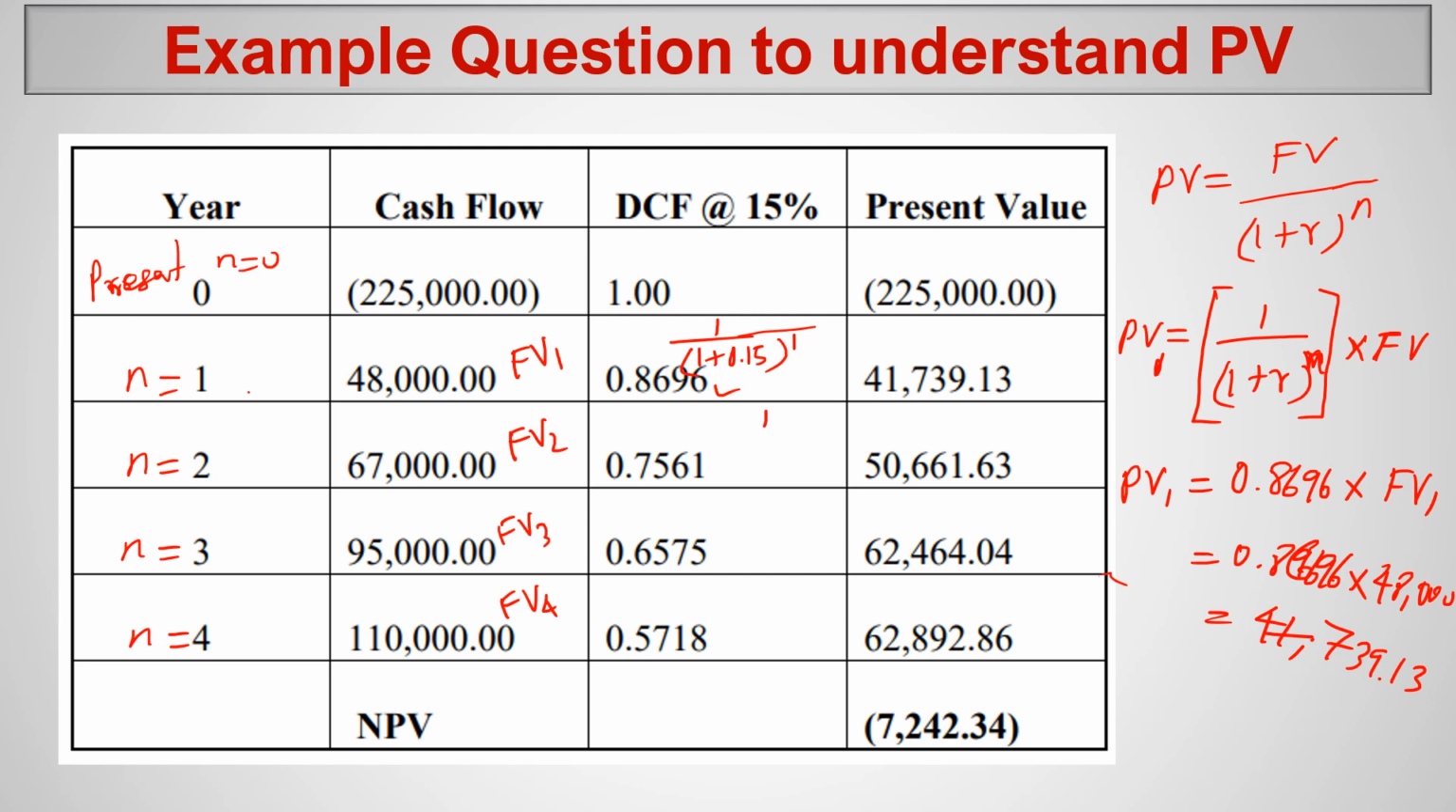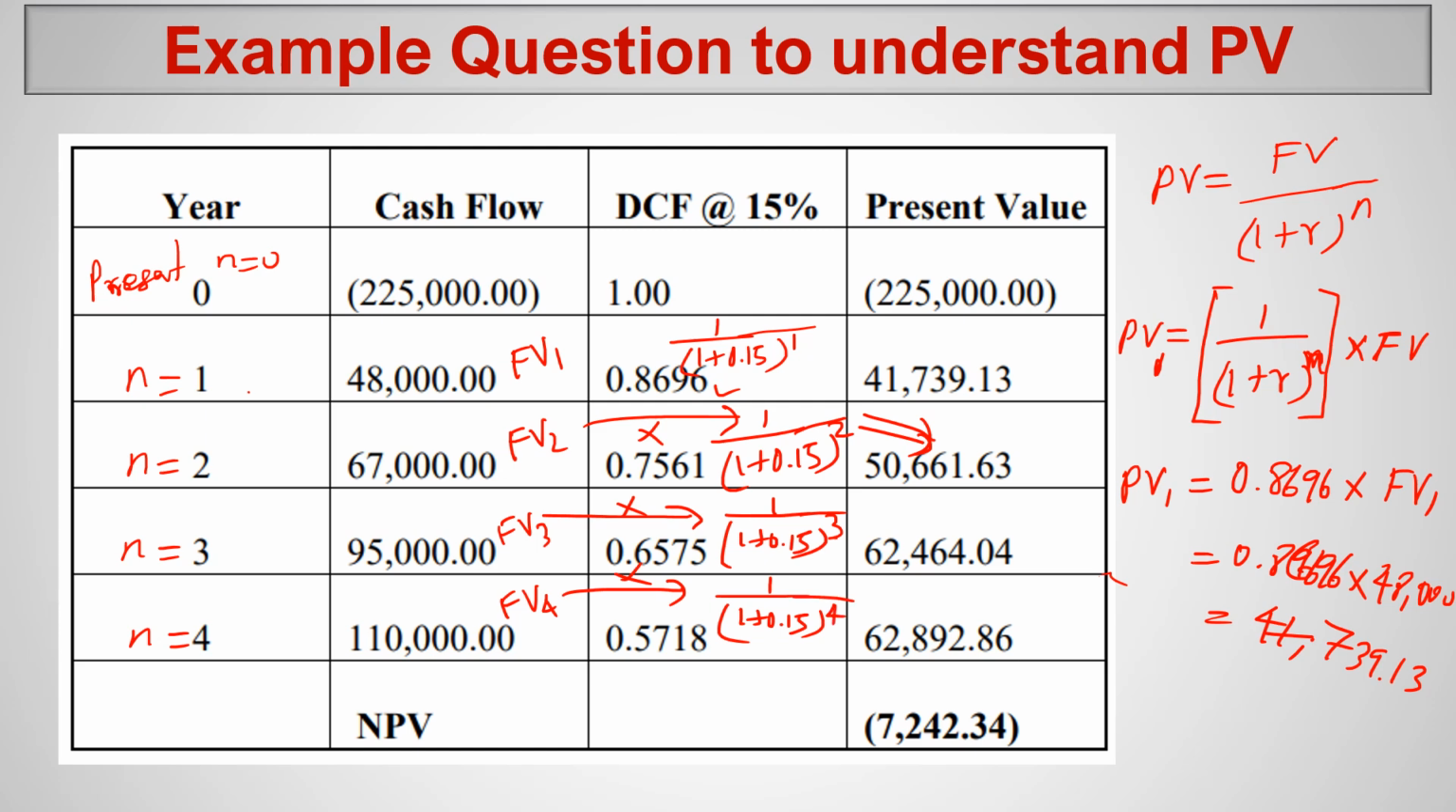The factor is 1 over 1 plus 0.15 to the power 2, n equal to 2, so we put 2. We find the factor. So we simply find the factor every time, and then FV2 multiplied by this factor equals this one. FV3 multiplied by the factor. What factor? 1 over 1 plus 0.15 to the power 3. So likewise we are finding. FV4 multiplied by what factor? 1 over 1 plus 0.15 to the power 4, because the year is 4.